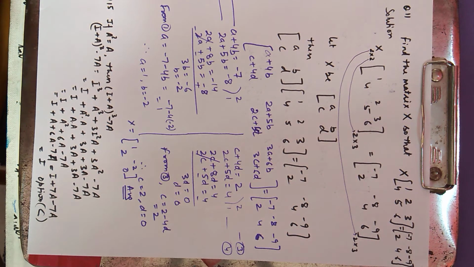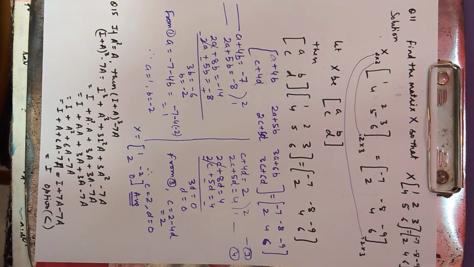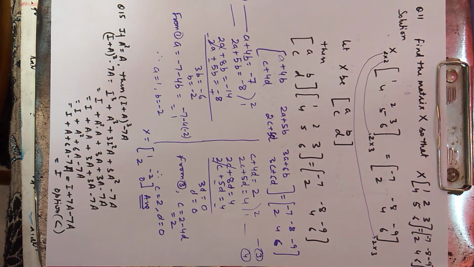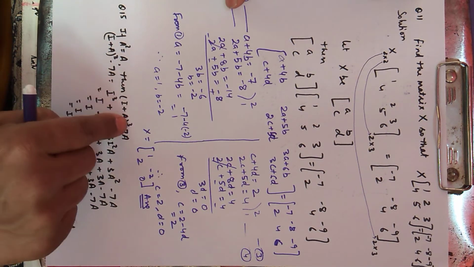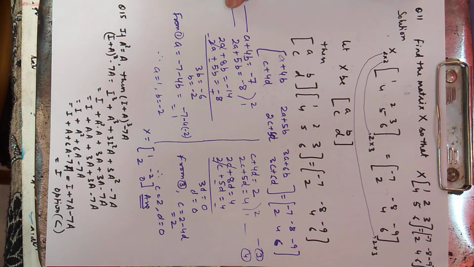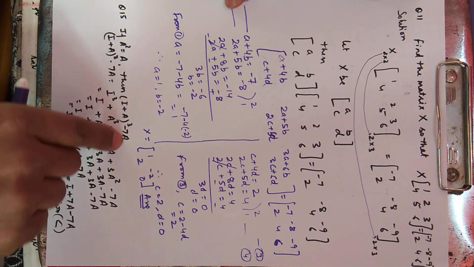Now question number 15, though this is an MCQ question, it is important and we should discuss this in detail. If A square equals A, then you have to find the value of (I plus A) whole cube minus 7A, what value this term will have.